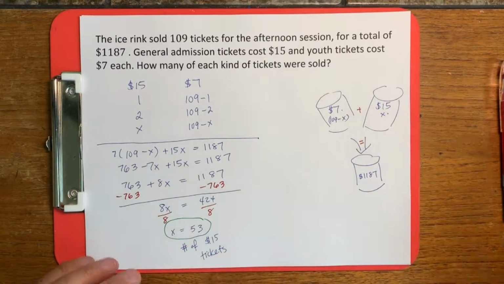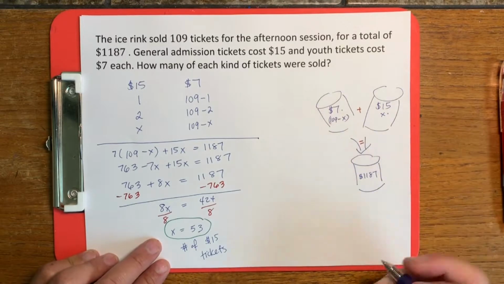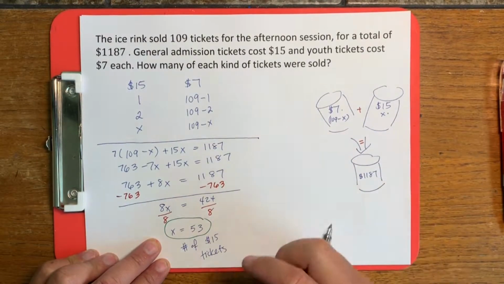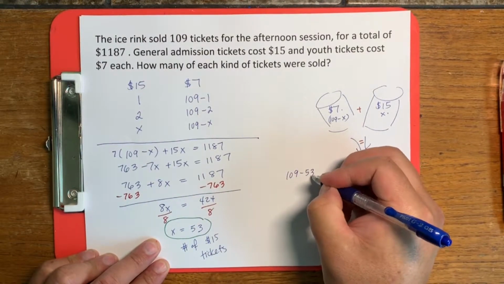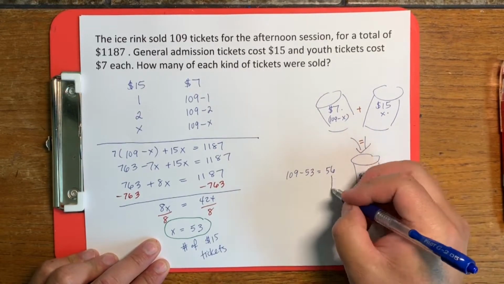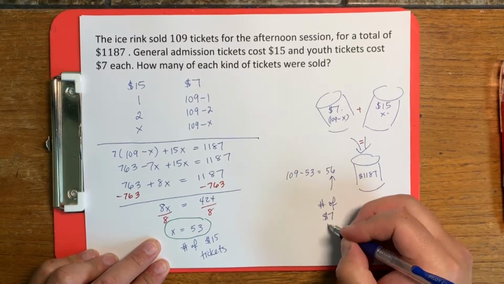Now, in total, we have 109 tickets. So I can find how many $7 tickets there are by doing 109 minus 53. And that should be 56, which is the number of $7 tickets.